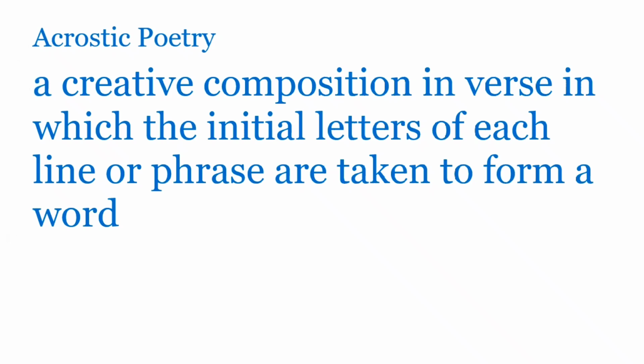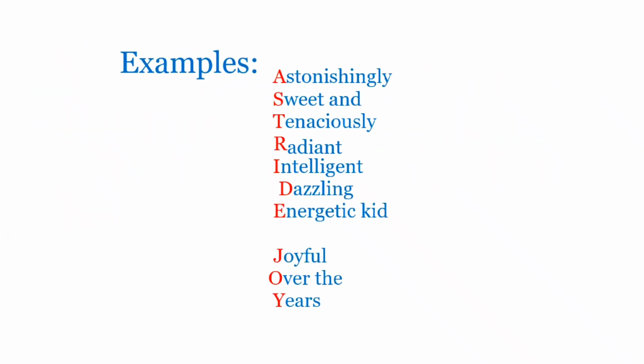What is acrostic poetry? Acrostic poetry is a creative composition in verse in which the initial letters of each line or phrase are taken to form a word. Examples: the words astride and joy. For the word astride, we have: astonishingly sweet and tenaciously radiant, intelligent, dazzling, energetic kid. And for the word joy, we have: joyful over the years.